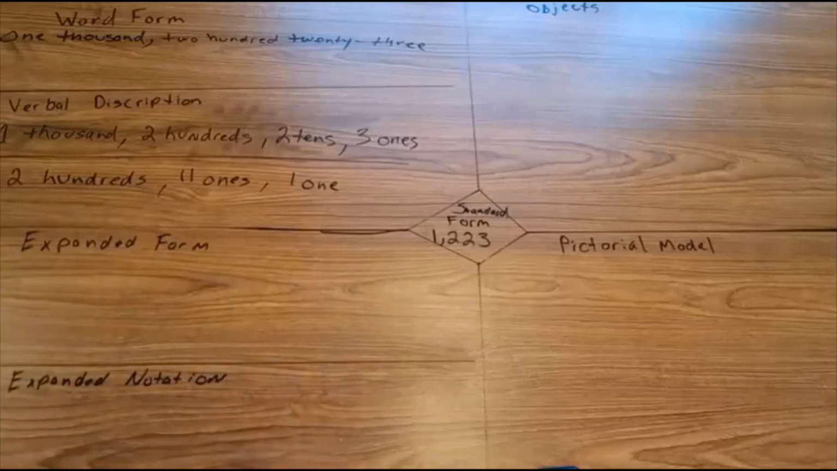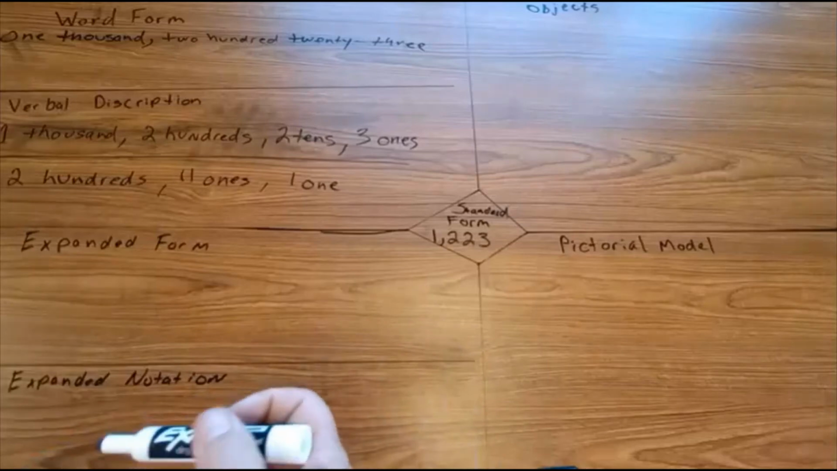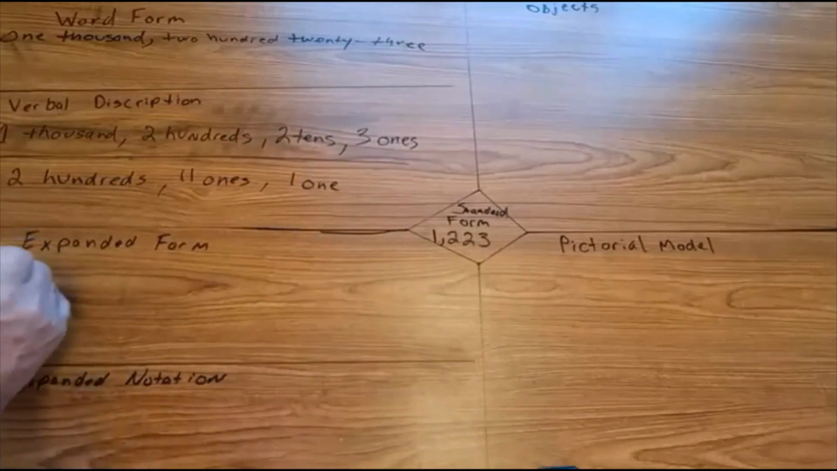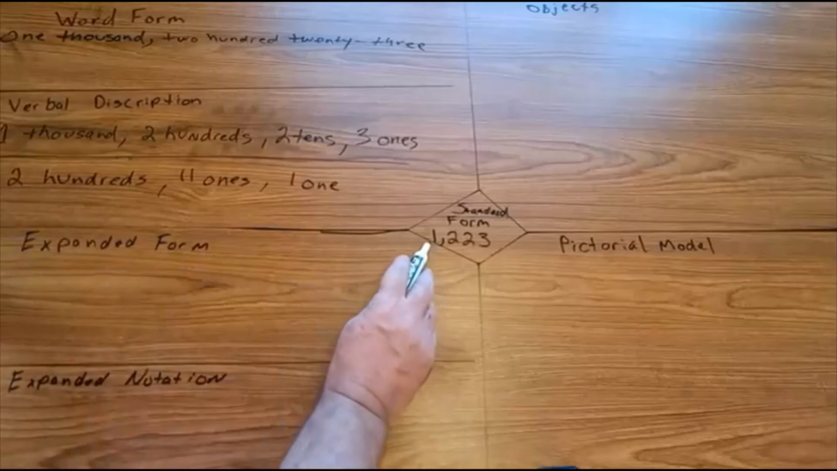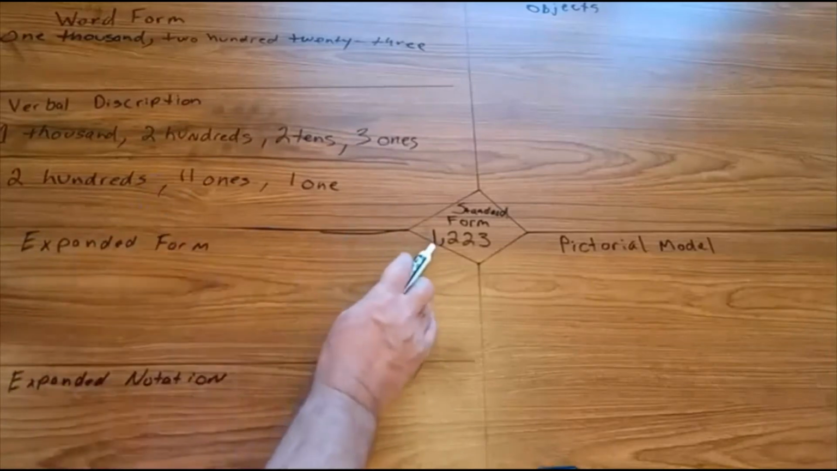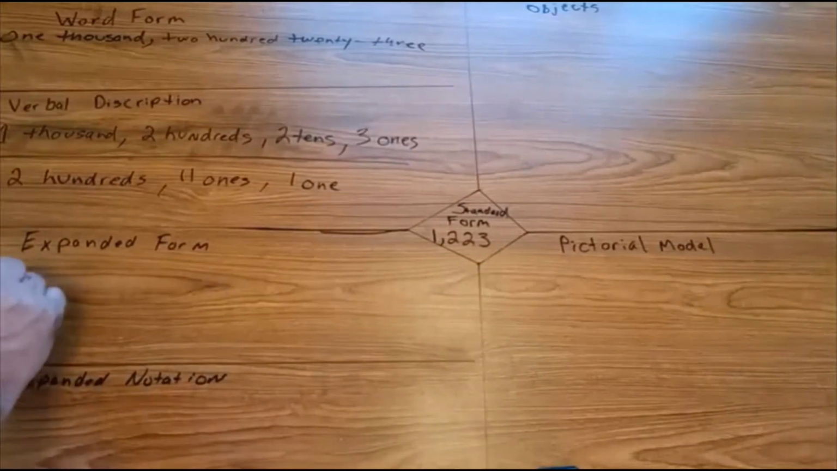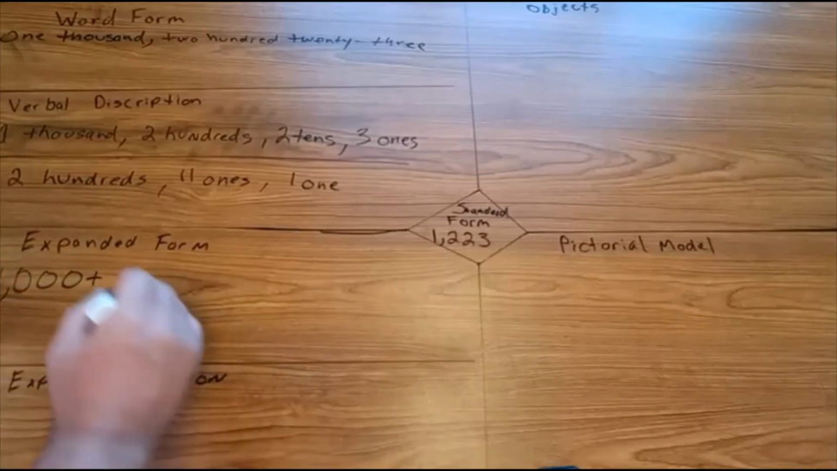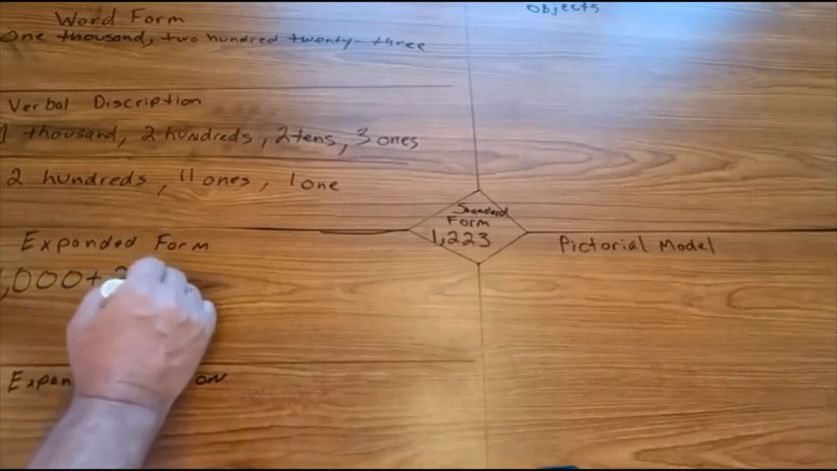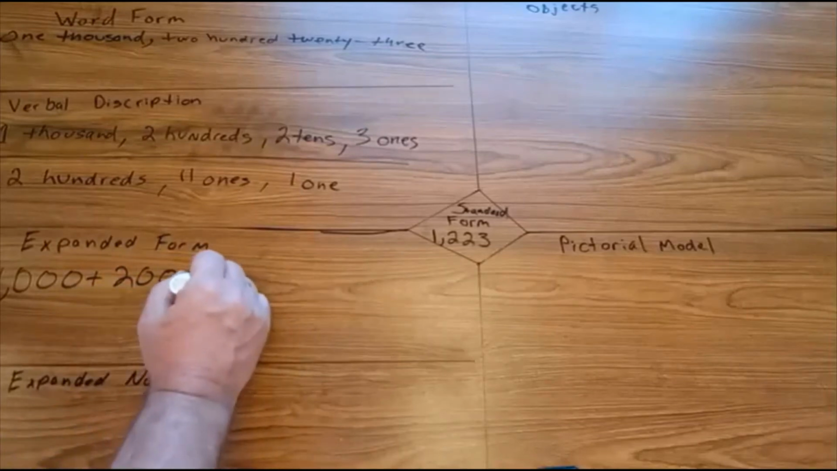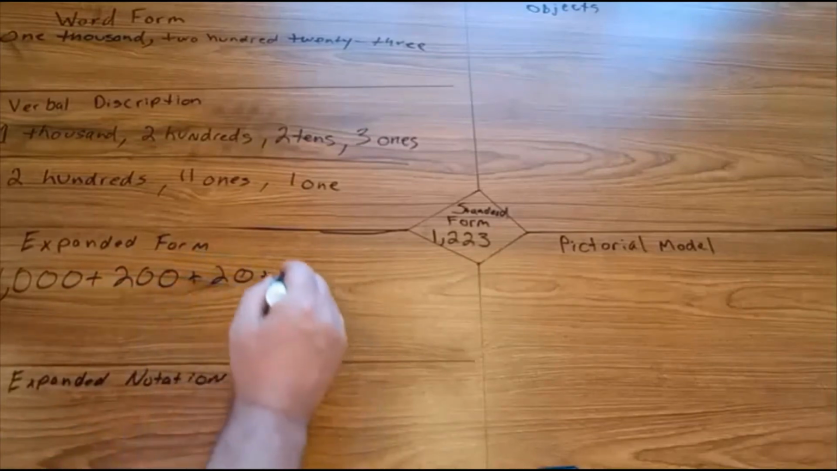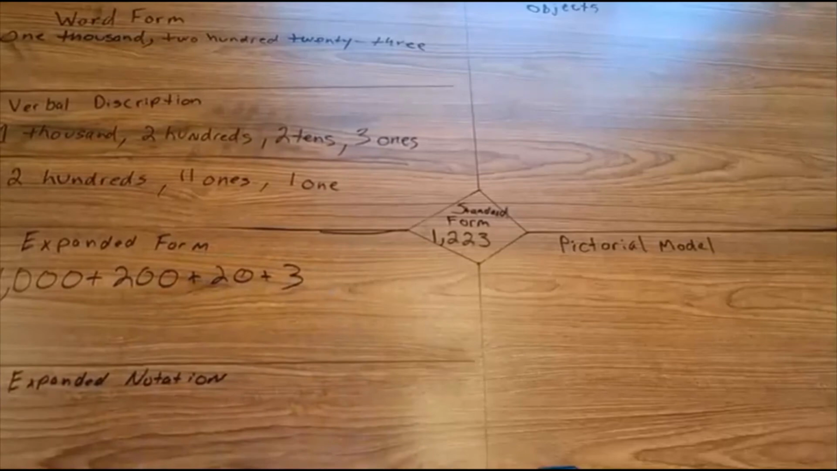So the next thing we do is expanded form. So expanded form for 1,223. Basically on expanded form, I'm just writing the value of each digit. So I'm going to start with the 1,000. And then I'm going to add the hundreds, which was 200, plus 20, plus 3. So that's expanded form for 1,223.